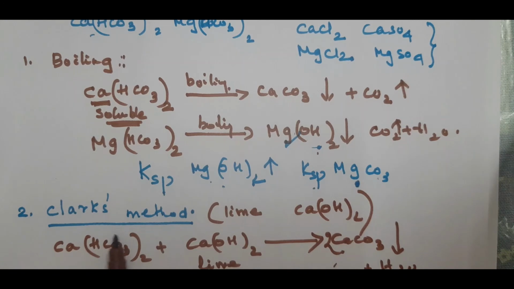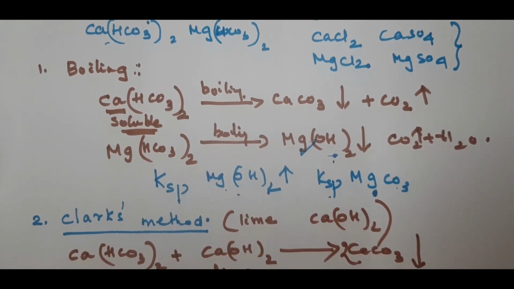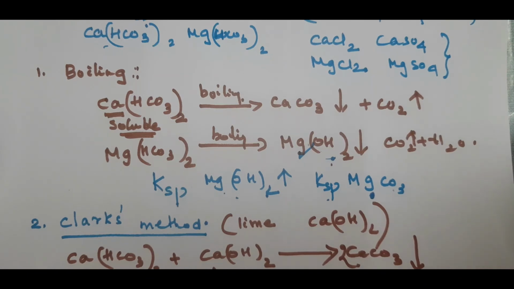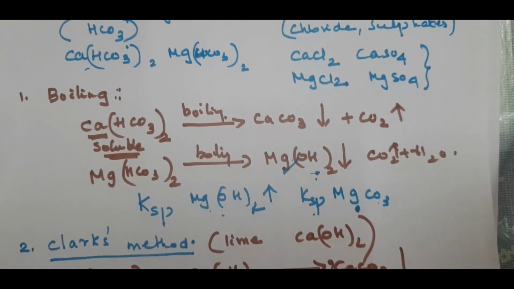Second is Clark's method, in which lime is used, and when lime is used, it gets precipitated again. Now our main thing is we have to precipitate out this calcium and magnesium, which is responsible for the hardness, isn't it? So that is the thing. So now we know how to remove the temporary hardness of water, that is boiling and Clark's method. Now we will see how the permanent hardness can be removed.